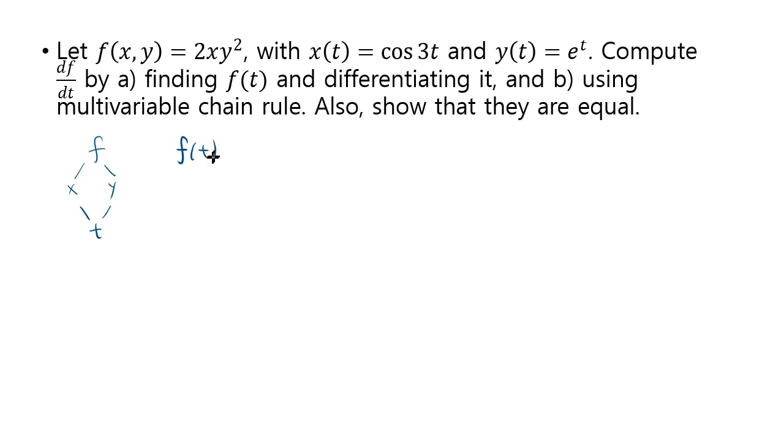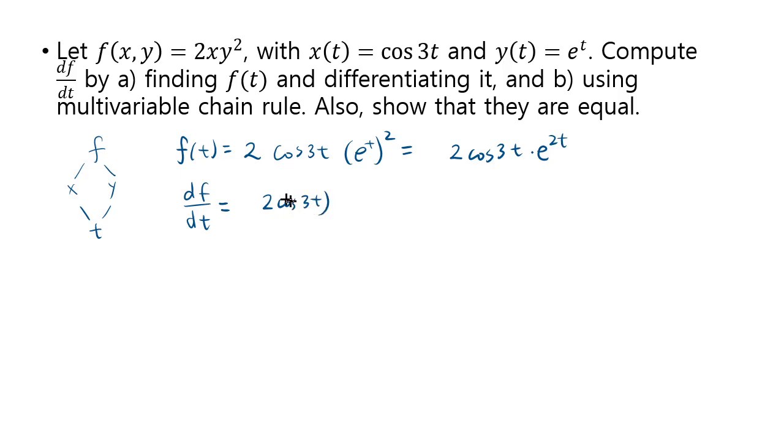F as a function of t is 2 instead of x. X is cosine 3t, right? And instead of y, y is e to the t. So that says you have 2 cosine 3t, and if you exponentiate these two, multiply, you get e to the 2t. And if you know f of t, then df/dt is just a derivative that you learned in calculus 1, which is simply a product of two functions of t, so you just have to use the product rule.